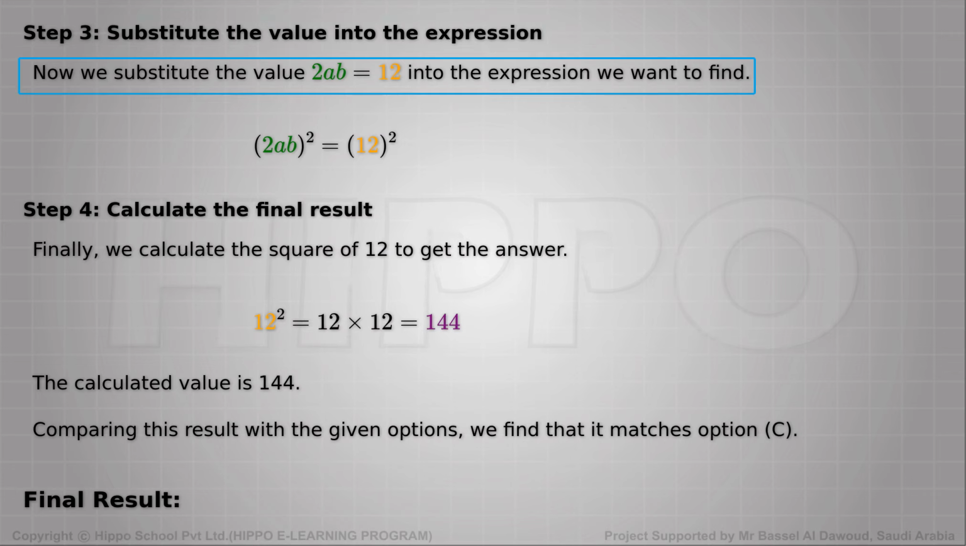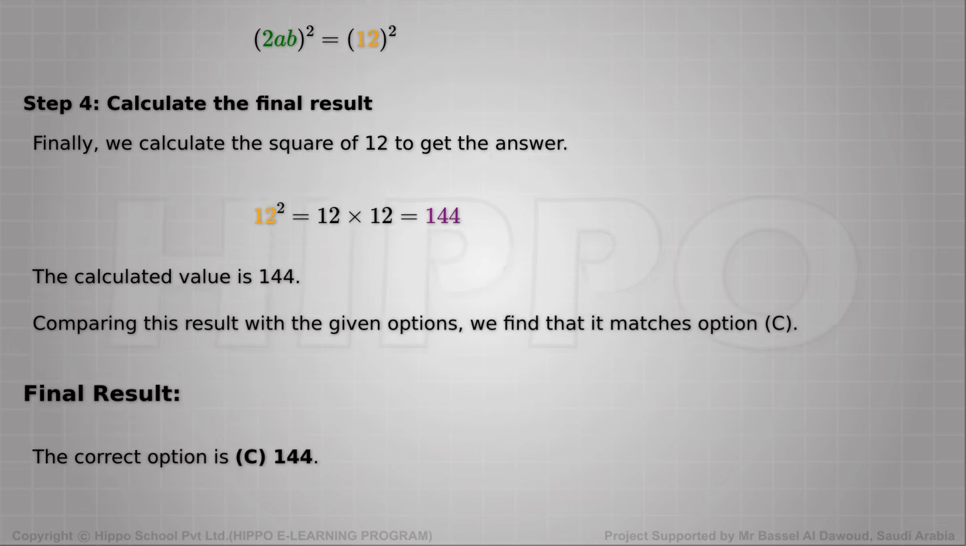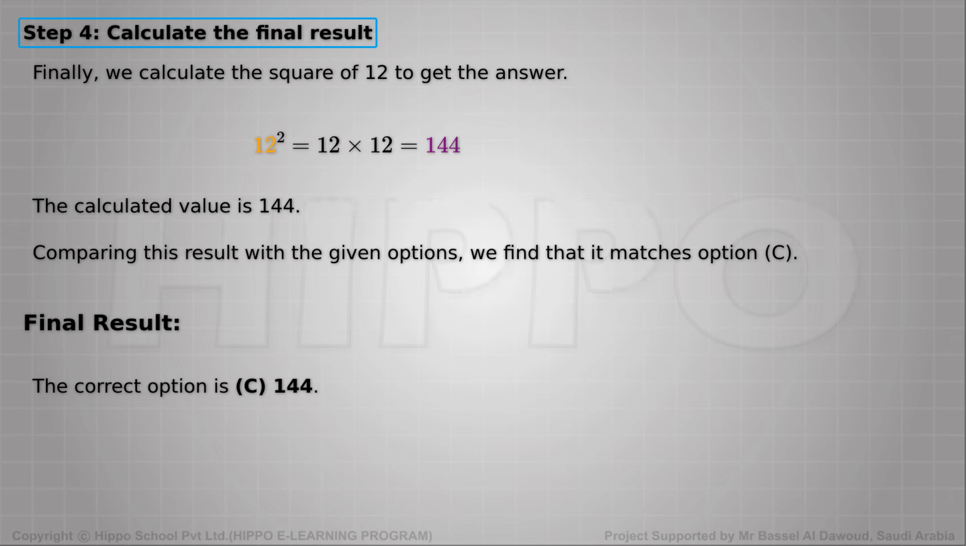We are asked to find the value of (2ab) squared. From the previous step, we know that 2ab is exactly equal to 12. So we can directly substitute the number 12 in for the term 2ab. As you see on the screen, our expression now becomes simply 12 squared. And now, for the final, simple calculation in step 4.